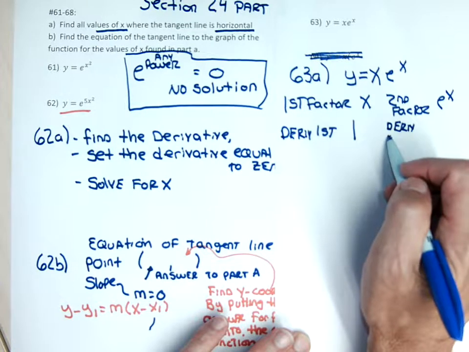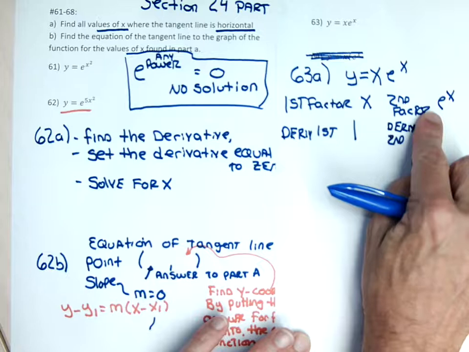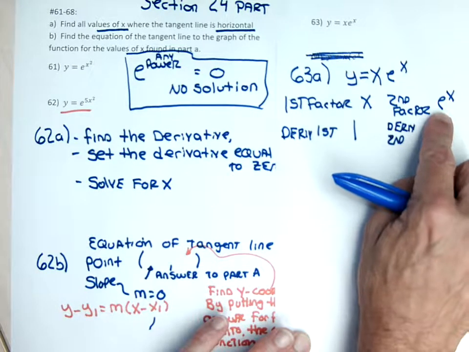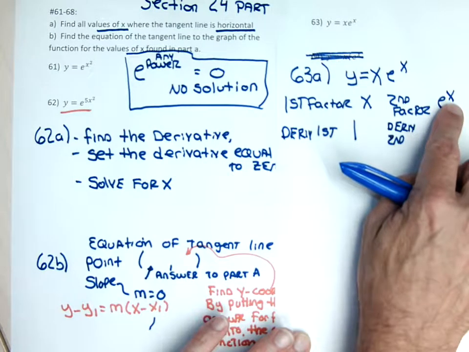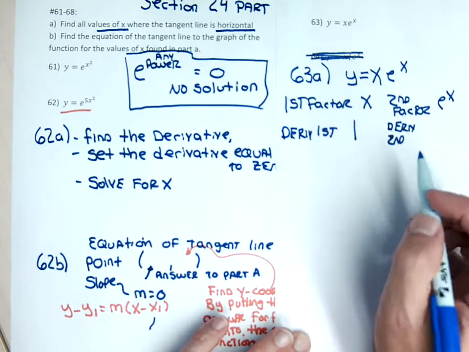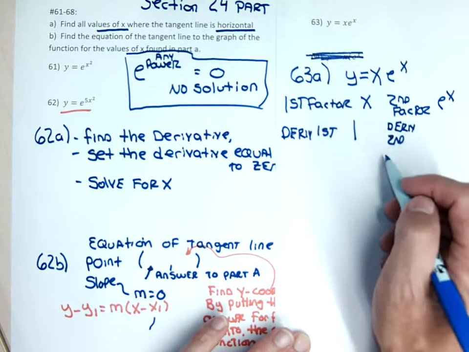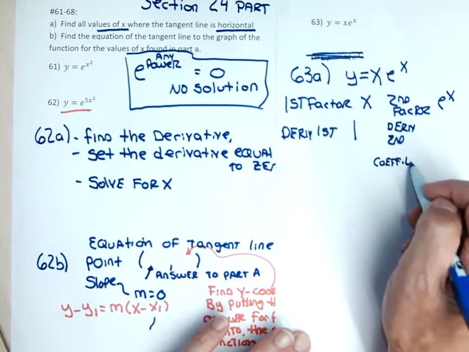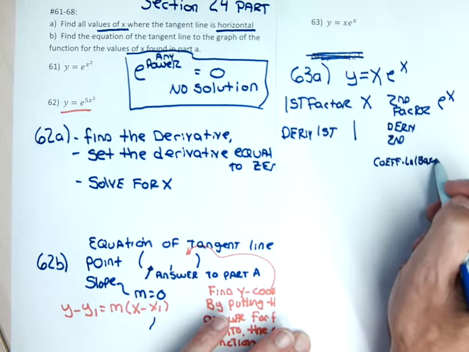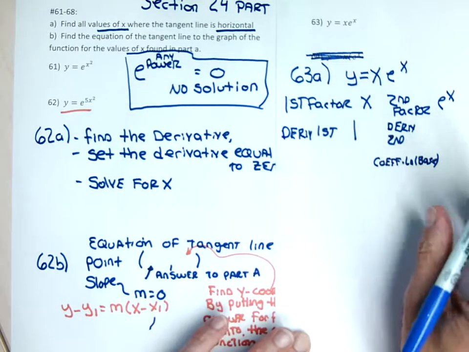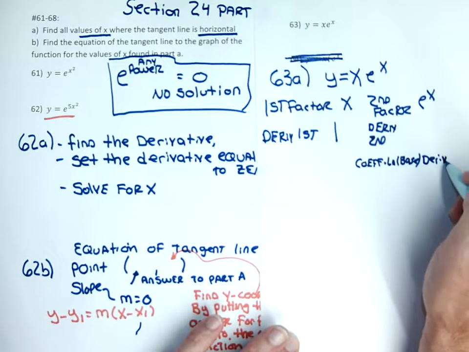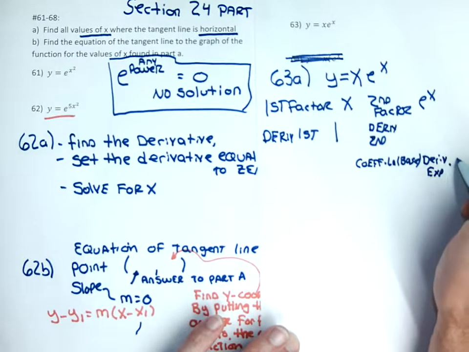And instead of doing all 4 pieces, the coefficient of 1, the natural log of the base, which is natural log of e, which is equal to 1, times the derivative of the exponent, times the exponent, the e part. So for this derivative, I'm going to skip the coefficient because it's equal to 1. I'm going to skip the natural log of the base because the base is e and the natural log of e is equal to 1. For the derivative, I'm just going to write the derivative of the exponent times the exponent part.